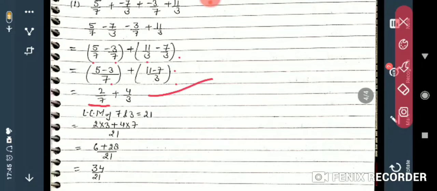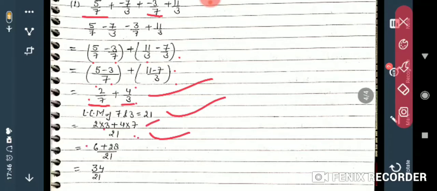The main motive of the distributive property is that you have to bring both the rational numbers together whose denominators are the same. Now 7 and 3. The LCM of 7 and 3 will be 21. So in the 7 table, how many times does 21 appear? 3 times. So 2 will be multiplied by 3. Now in the 3 table, how many times does 21 appear? 7 times. 4 will be multiplied by 7.